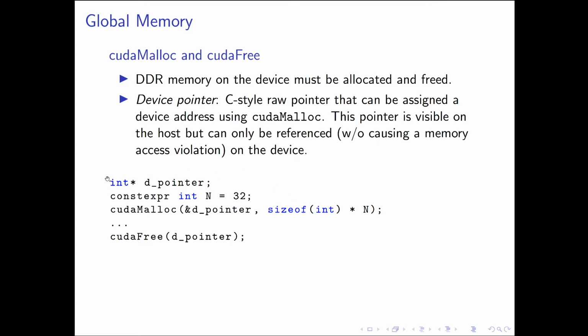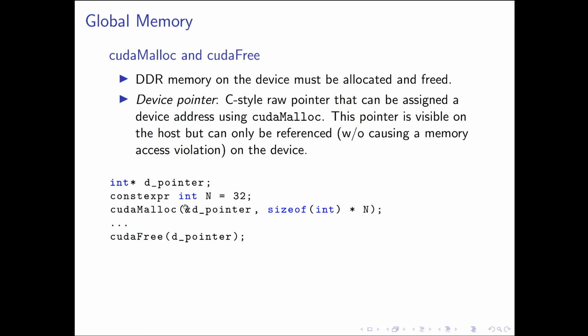Here in the example, I'm declaring a pointer to integers. This pointer can be initialized as a device pointer using the function cudaMalloc. The cudaMalloc function is similar to the malloc function, but on the device. The calling semantics are a bit different in that cudaMalloc won't actually return the pointer, but is passed the address of the pointer. Then I tell cudaMalloc the size in bytes that the allocated memory region has. In this case, I'm just allocating enough memory to hold 32 integers.